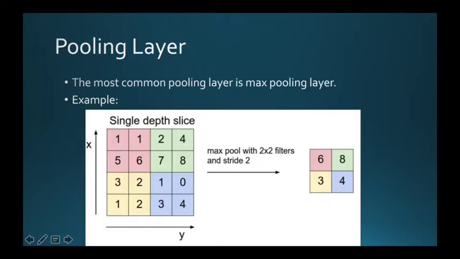One of the most commonly used pooling layers is the max pooling layer. Here is an example of a max pooling layer with 2 times 2 filters and stride 2. So the 6 is the biggest in the 2 times 2 window, and 8 is the biggest in the next window, and then 3 and then 4. Max pooling layer is a way to downsample the image and decrease the dimensionalities.